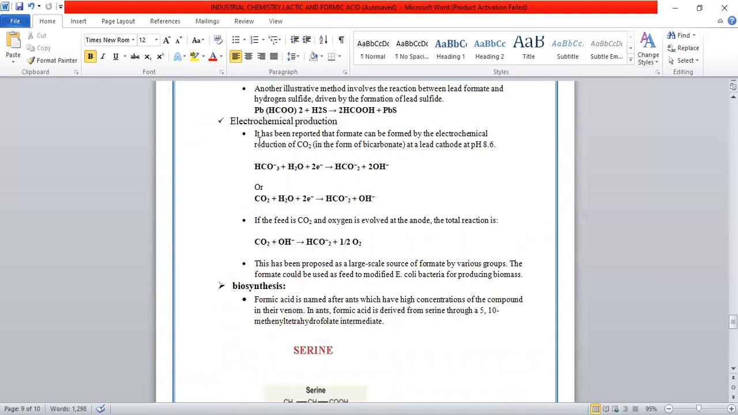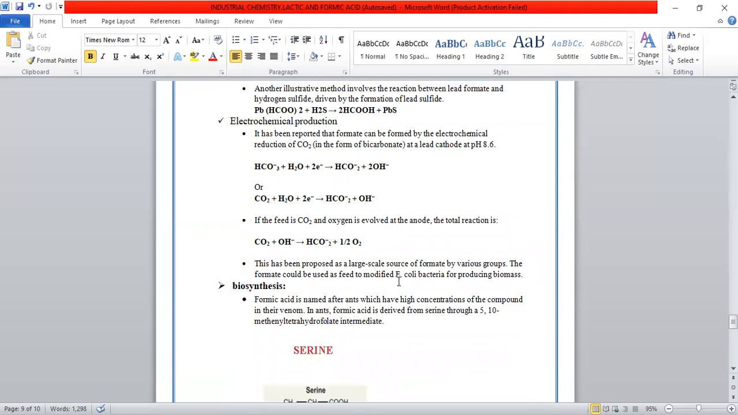The third process which takes place in industries is electrochemical production. It has been reported that formate can be formed by the electrochemical reduction of carbon dioxide at a lead cathode at a pH of 8.6. In the reaction, you can see when carbon dioxide and water react with the addition of two electrons, we get formate and hydroxyl ions. If the feed is carbon dioxide and oxygen is evolved at the anode, then the total reaction will be carbon dioxide and hydroxyl ions giving bicarbonate ions and oxygen. This has been proposed as a large-scale source of formate by various groups.